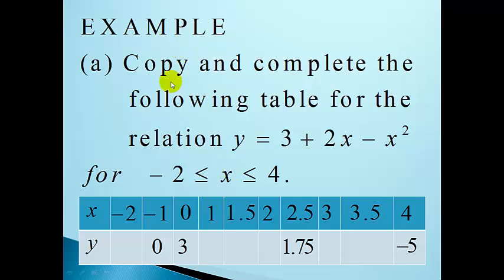Now, example. Copy and complete the following table for the relation y equals 3 plus 2x minus x squared, for minus 2 less than or equal to x less than or equal to 4. Now, this is the uncompleted table which we are going to fill with the help of the relation.